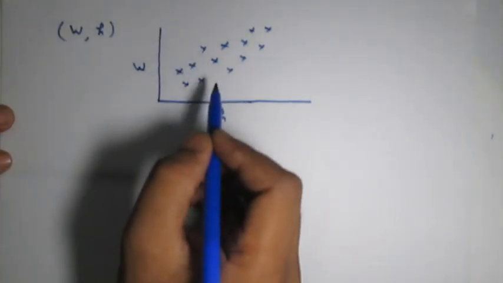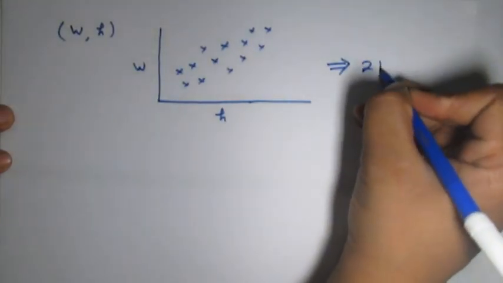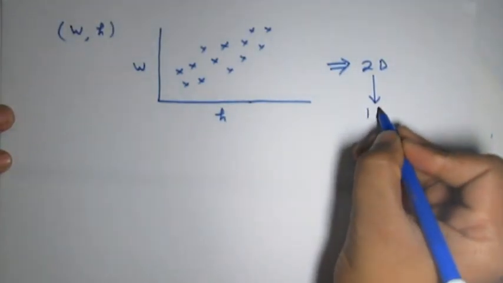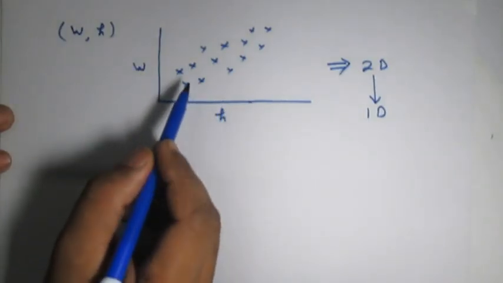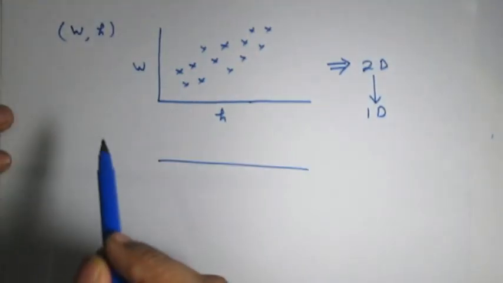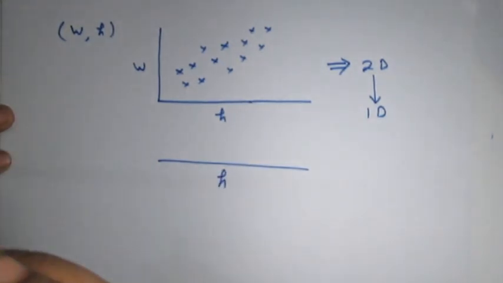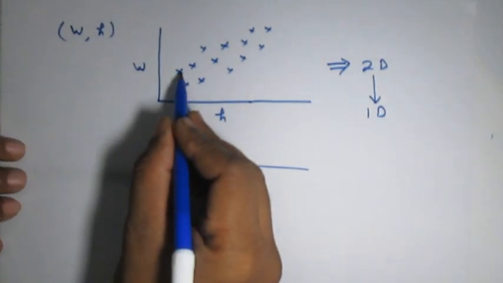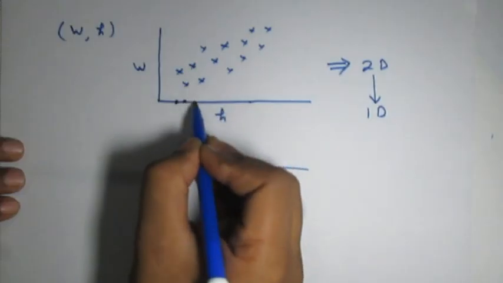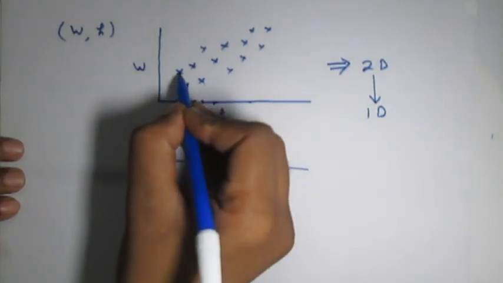Now how can we reduce the dimension of this feature space? Here, for example, we have taken a 2D space. Now we want to reduce this feature space into 1D. One solution to this problem is to select one of the features from weight and height. If we project these data points on the single dimension height, then let us see what happens. This point will be projected here, and this point will be projected here, like this.